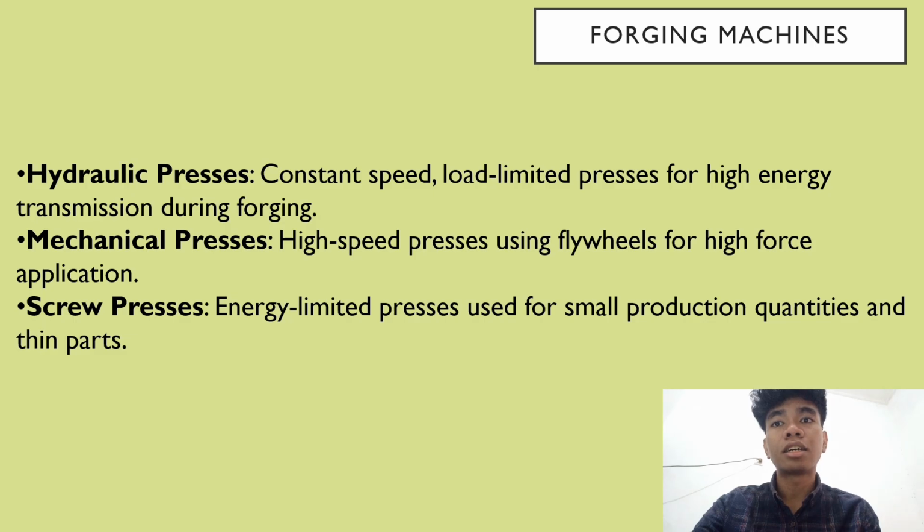Next is the forging machine. The hydraulic press delivers a constant speed and high energy transfer. Mechanical presses are faster and suitable for mass production, and screw presses are energy limited and used for smaller quantities or thin parts.